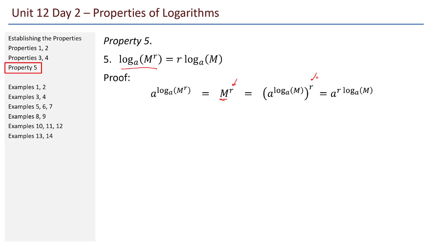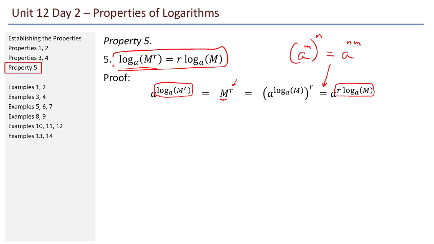And now I use another property of exponents. Let's see, it's a to the m raised to the n. We multiply exponents, so that becomes a to the n m. So in the same way, a to the log base a of m, all of that raised to the r, becomes a raised to the r log base a of m. And look at this, I compare my exponents, there and there, and those exponents must be equal, and that is exactly property 5.